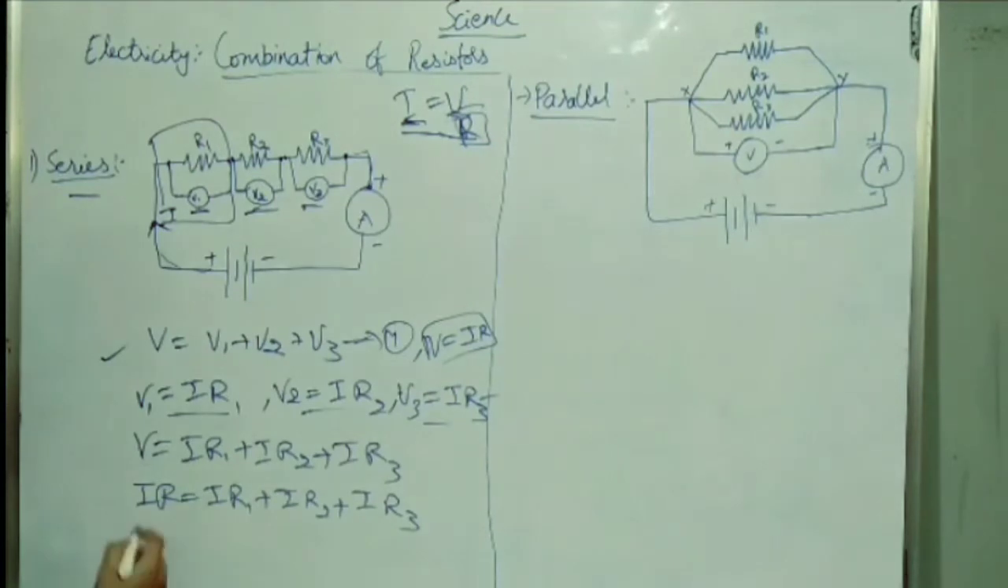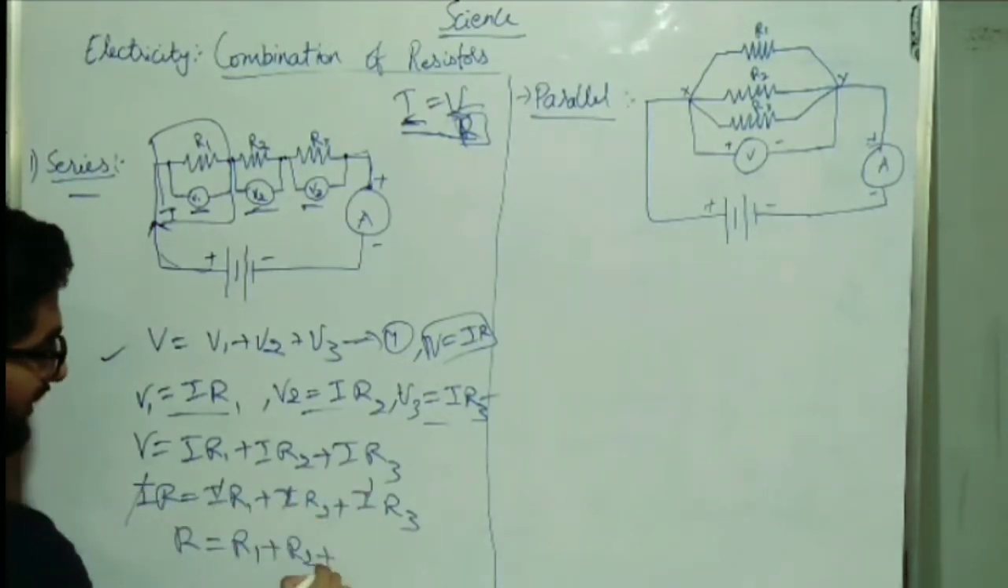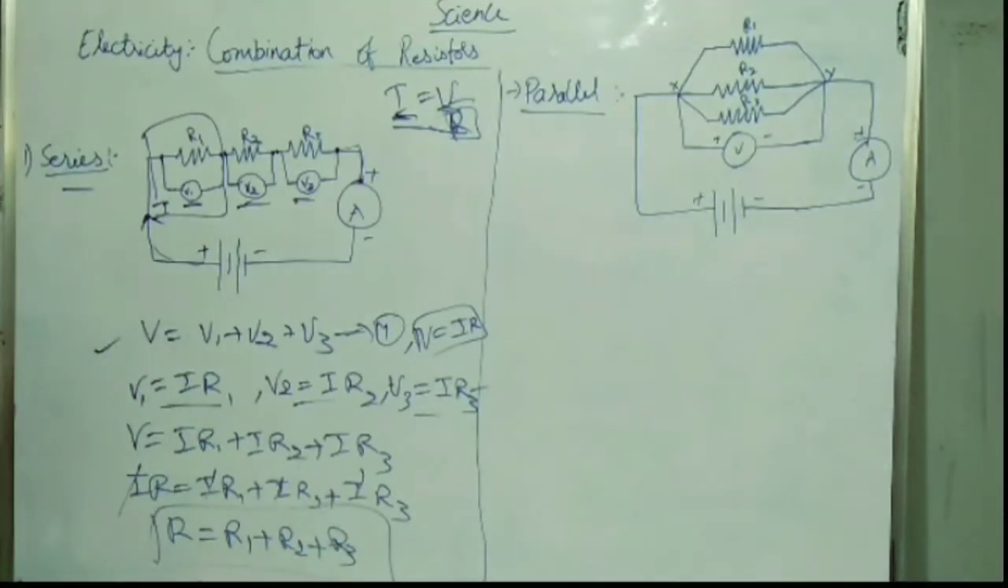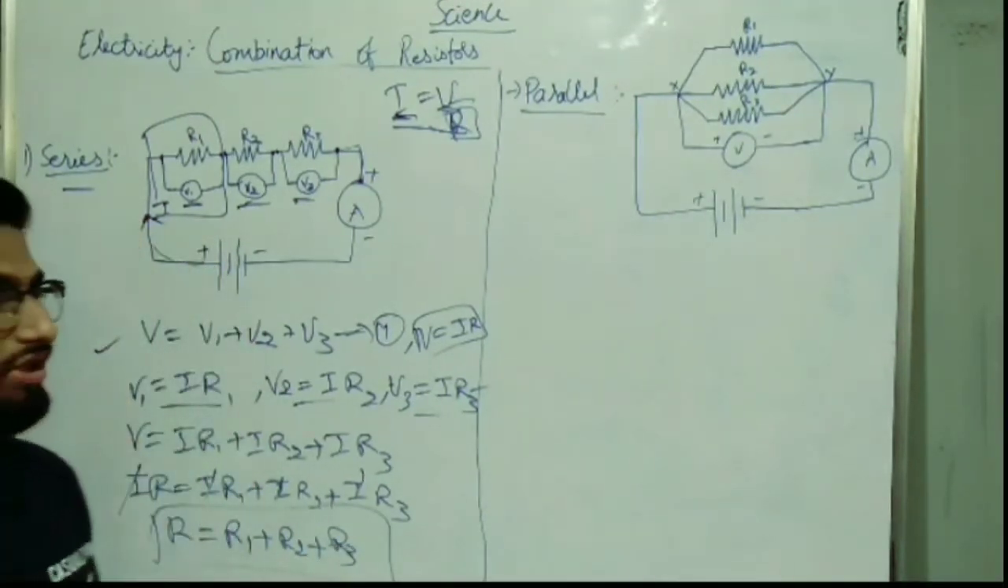Take I common, eliminate I, and what do you get? R is equal to R1 plus R2 plus R3. So this is your total resistance in a series combination.